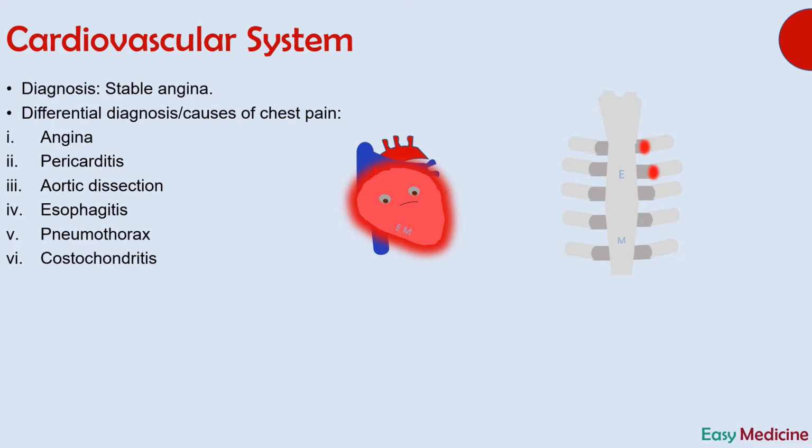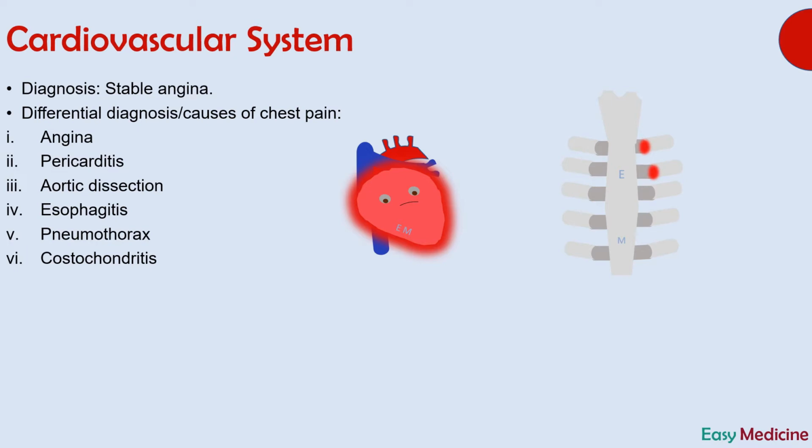And chest pain of pneumothorax will be associated with examination findings of unilateral decreased breath sounds and unilateral hyperresonant percussion note. Next is costochondritis, and chest pain of costochondritis is associated with movement of the body and localized tenderness.